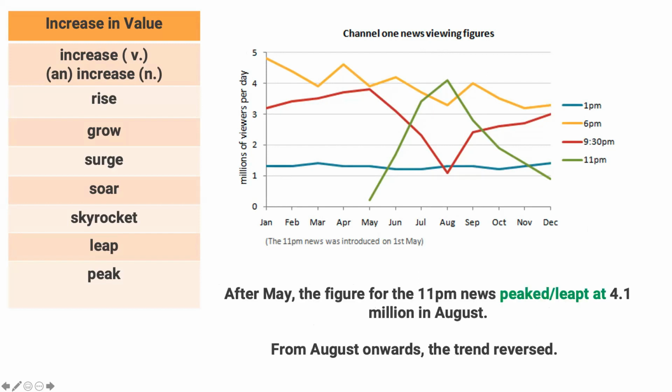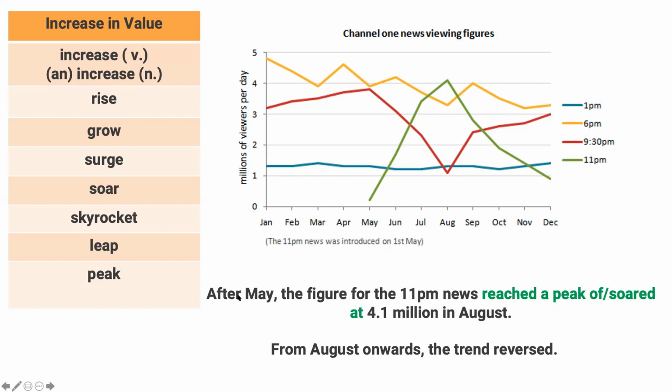Let's look at our next sentence. It says, after May, the figure for the 11 p.m. news peaked or leapt at 4.1 million. So again, peaked is going to be the highest point. You could also say that it leapt, and it leapt at 4.1 million. So here we're actually using at to signify the last number or the highest number before it reversed.